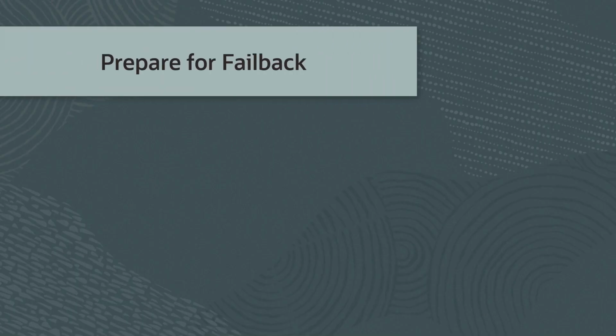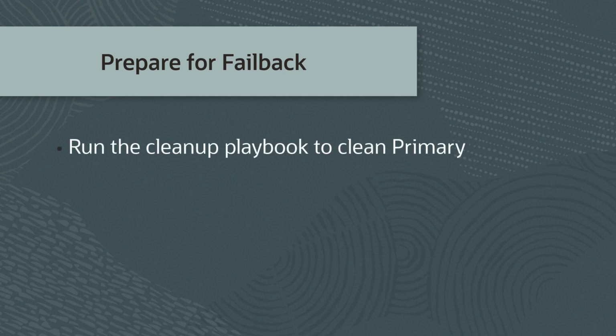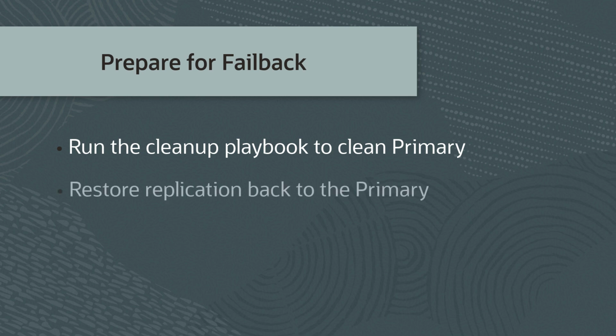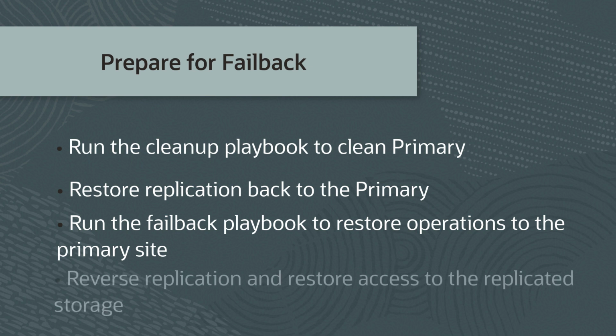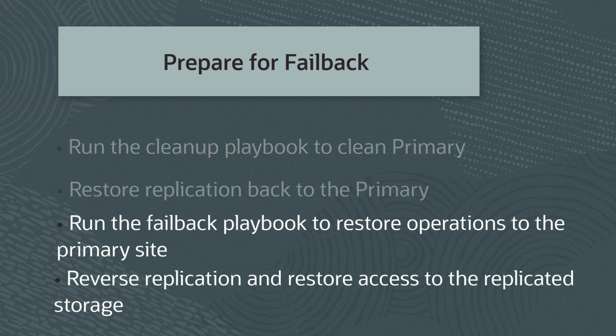Let's assume repairs to our production site are complete, and we can now restore operations back to our primary production site. So we begin preparing our environments for failback. The first thing we need to do is run the clean primary playbook to clean the primary site. After that, we need to restore replication back to the production site. Then we can run the failback playbook and begin restoring operations to our production site. And the last thing that needs to be done is reverse replication and restore access to the replicated storage.